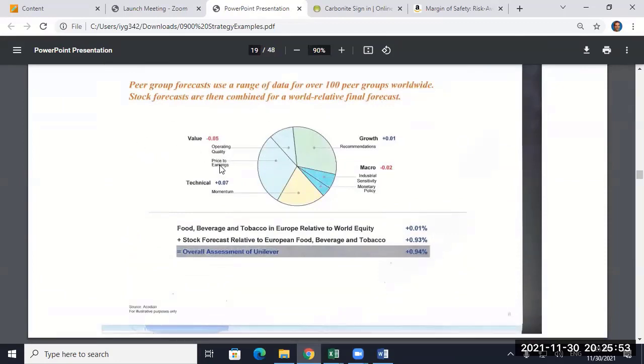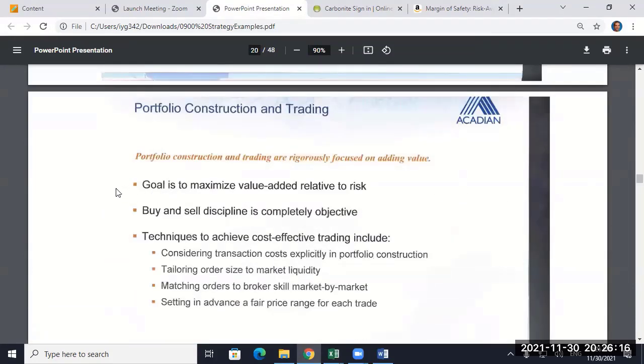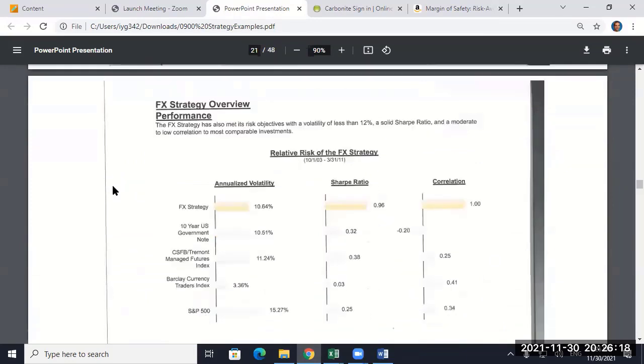Operating quality, price to earnings, momentum. So they have technicals. And so they give them a score on each one of these. Overall assessment of Unilever. So they have an industry perspective. So very, very quantitative. And they come up with these rankings at the end. Growth recommendations, macro, industry, all these kind of things they look at. And that finally gives them a score overall.